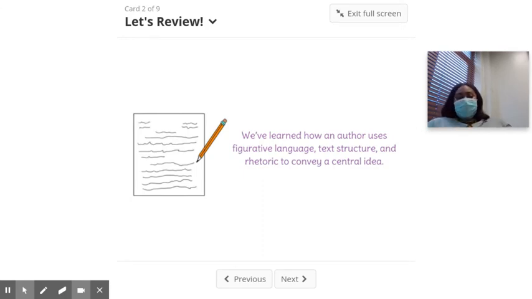So, we figured out how an author uses figurative language, text structure, and rhetoric to convey a central idea. So, yesterday, what you should have figured out is Elie Wiesel's purpose for writing: hope, despair, and memory. That is the purpose of yesterday's lesson.